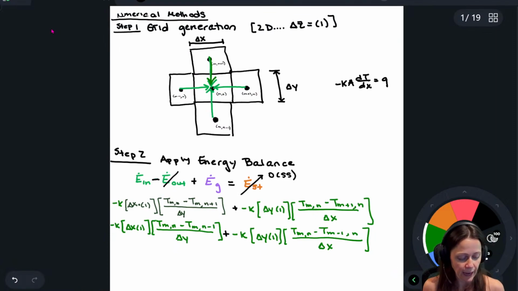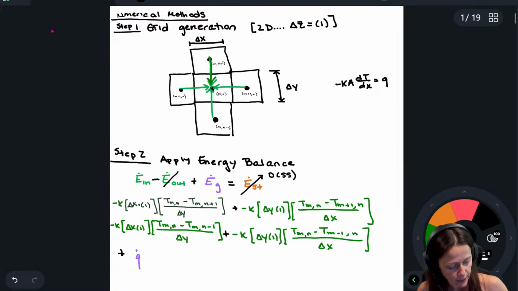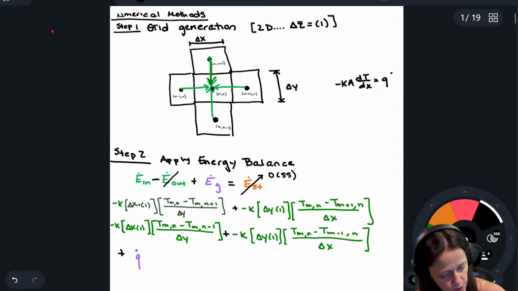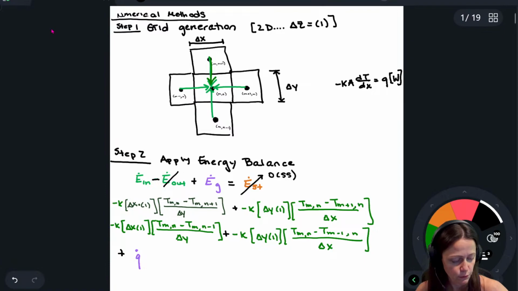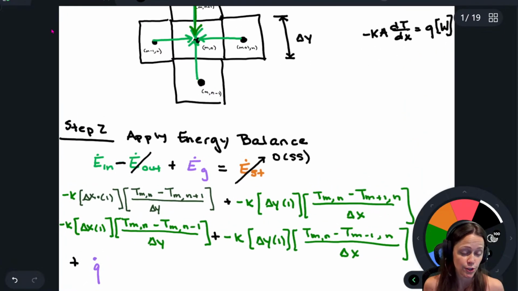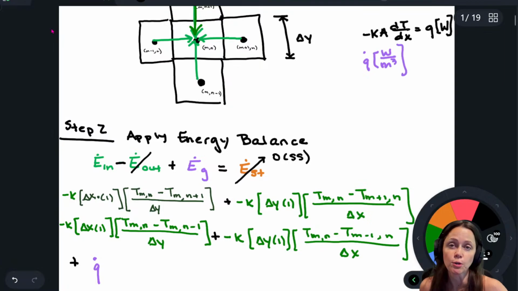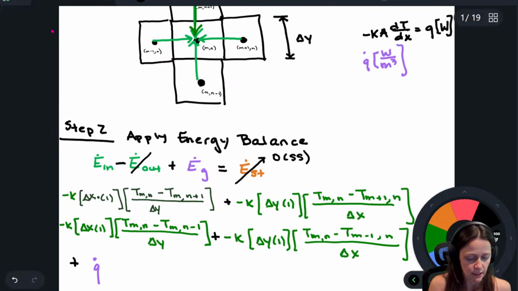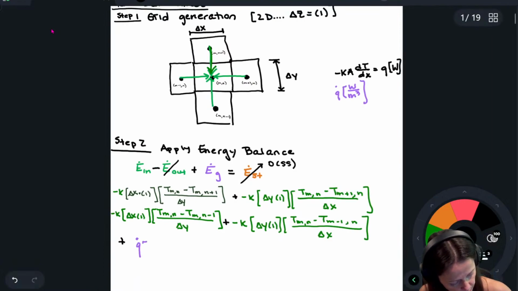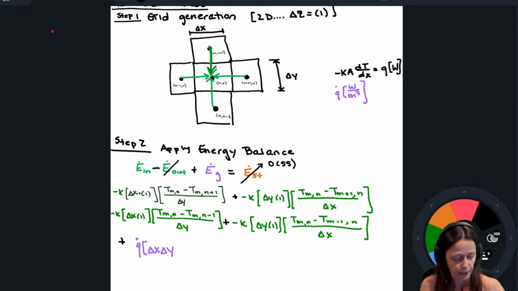But then I also have the E dot G portion. What we would be given is a q dot. The units for all 4 of those conduction vectors are watts. This q dot, remember, is in terms of watts per meter cubed, so I need to multiply it by the volume of that element. The volume of the element is delta x times delta y times delta z, which again is just 1.